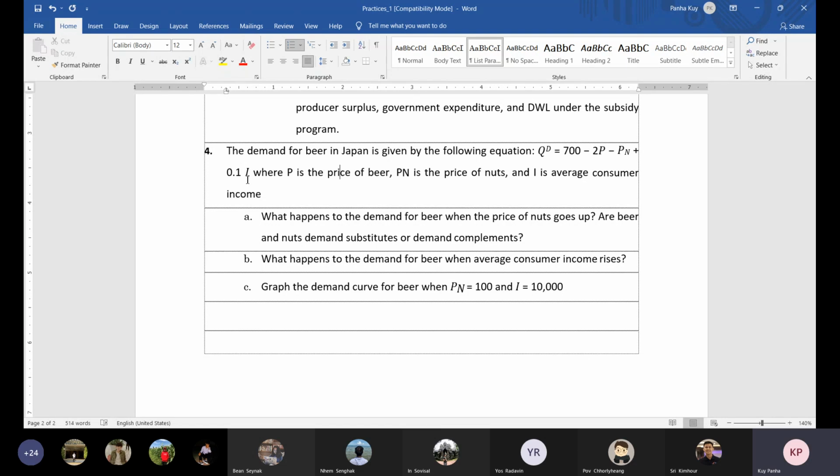So where P is the price of beer, PN is the price of NOT, and R is the average consumer income. And then this is what I'm asking you to do: what happened to the demand of beer when the price of NOT goes up, and the beer and NOT are substitutes or complements? And what happened to the demand for beer when the average consumer income rises? And lastly, find the demand when the price of NOT, PN, equals 100 and the average income equals 10,000. Okay, so that is my exercise for you.